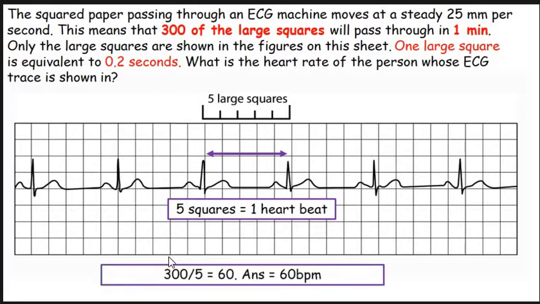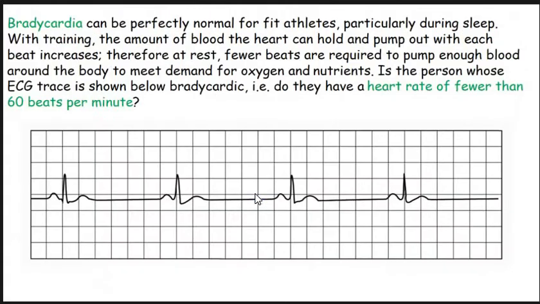So all you've got to do is 300 divided by 5, which gives you 60. So the answer is 60 beats per minute. So there's 60 of these contractions per minute. Nice and straightforward. Second one.